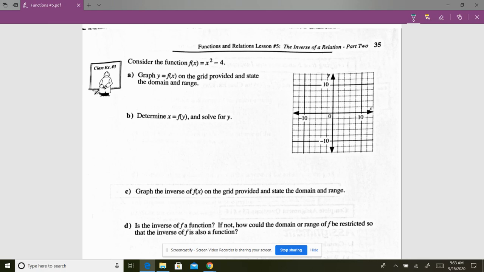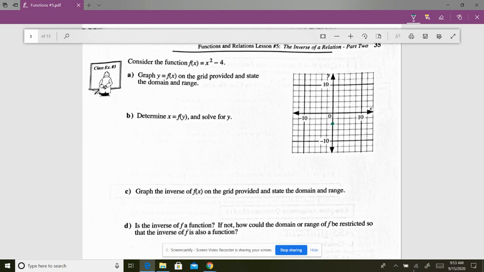That's been what? Shifted down 4 units, and it opens. And remember, these go down by 2s, just to confuse you. So that's 2, 4. It opens up. There's your parabola.